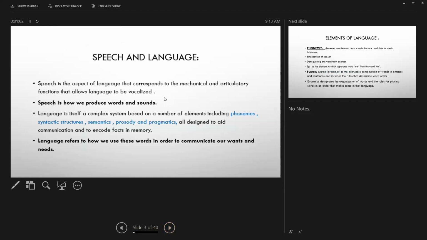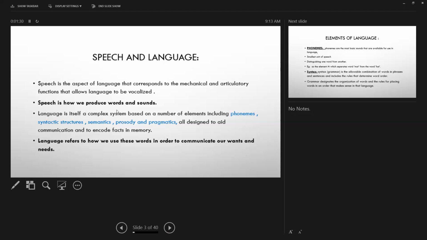First, speech and language. These are the two terms which we normally use interchangeably, but before proceeding further, we need to understand that both these terms have different contexts. So speech is the aspect of language that corresponds to the mechanical and articulate function that allows language to be vocalized. In an easy way, we can say that speech is a part of language, or speech is the mechanical part of language.